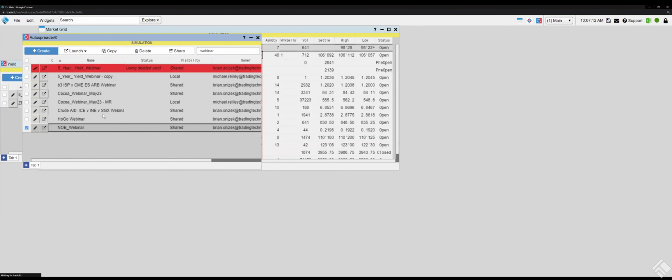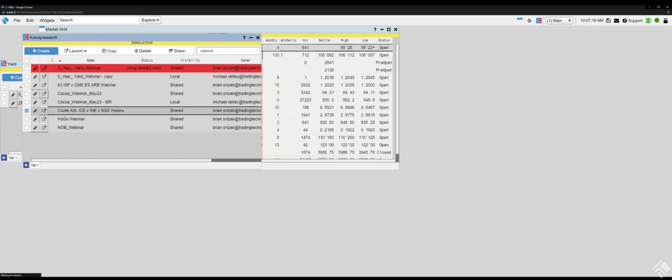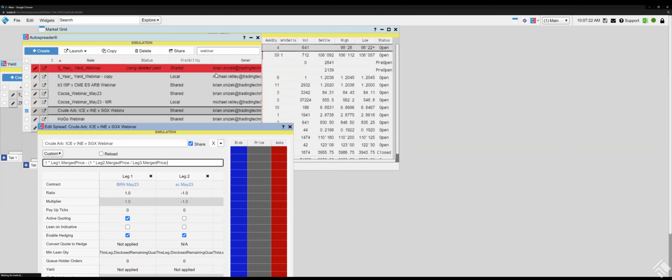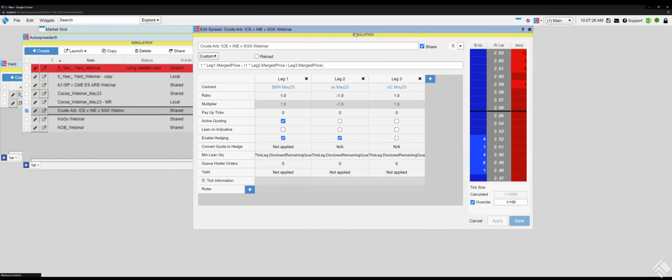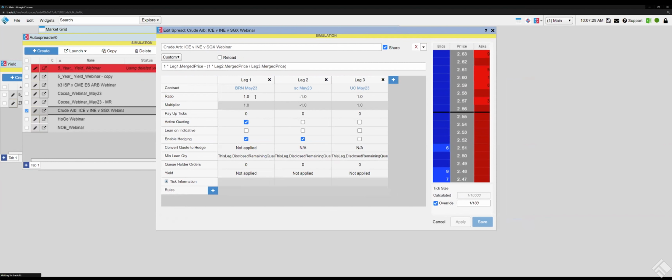Now we've built these out ahead of time to save us some time. But if we go to this particular spread, in this case, we have the crude ARB between ICE, INE, and SGX. And if we pull up our config, here we go, we'll see a few things. So first off is going to be the 3 legs that we have here. So the first leg is going to be the Brent. The second leg is going to be SC from INE. And the third leg is going to be the UC contract from SGX.